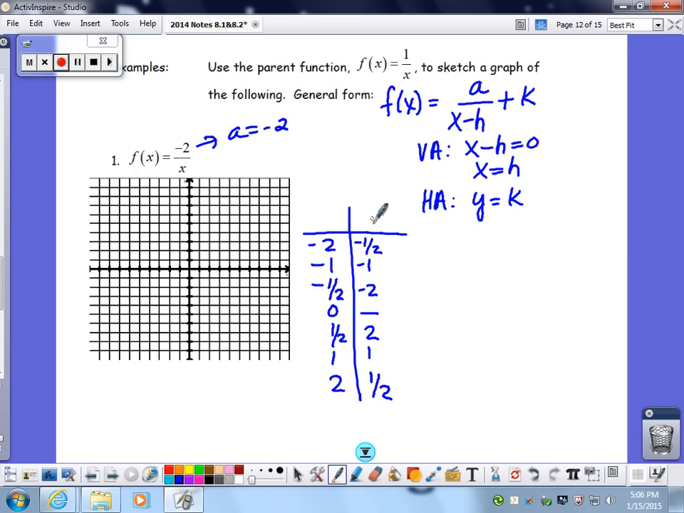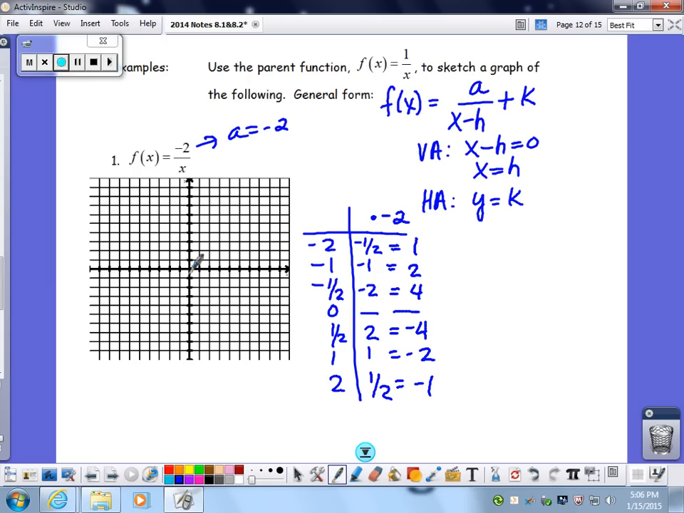So we're going to be multiplying those parent points times negative 2. So we're going to have positive 1, positive 2, positive 4, nothing, negative 4, negative 2, and negative 1. So we're still counting from the origin because we haven't moved this left or right.